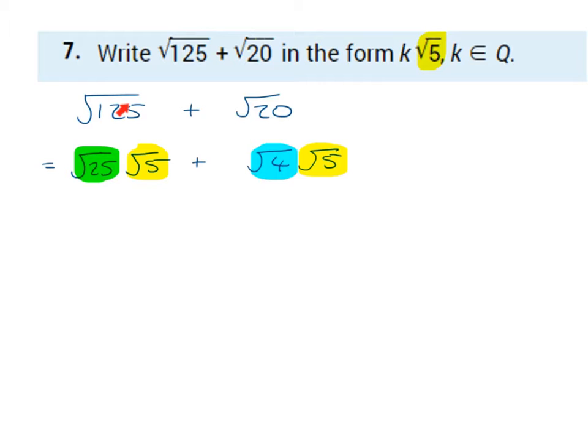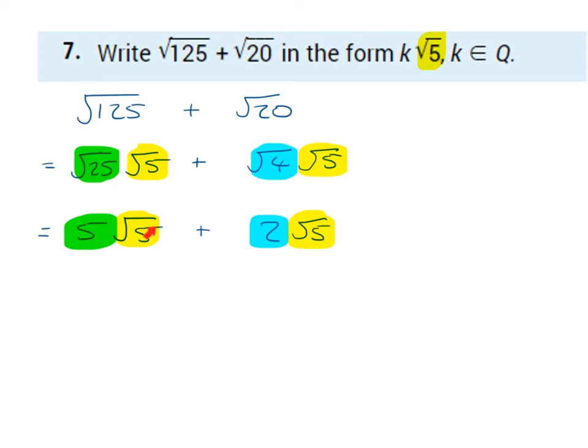So we rewrite root 125 as root 25 root 5, because 25 times 5 is 125. And 25 is a square number. We want a square number at the front, and we want root 5 at the back. Then we rewrite the square root of 20 as root 4 root 5, because 4 times 5 is 20. And again, we want a square number at the front, 4 is a square number, and we want root 5 at the back. The square root of 25 is 5, and root 5 stays the same.